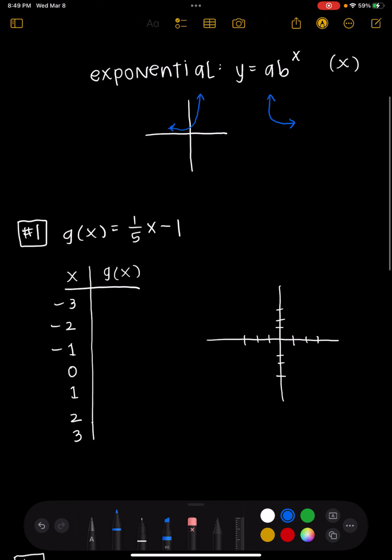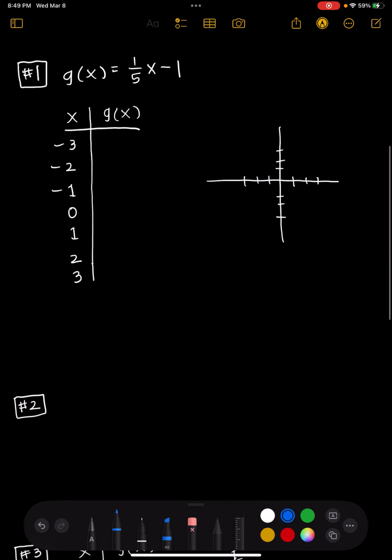So for the first example, it gives us this equation, g(x) is equal to 1/5 x minus 1, and asks us to fill out the table and then graph it. So when I fill out the table, it gives me all of the x values that it wants me to use, and so all I'm going to do is replace the x in my equation with those x values and get an answer for y.